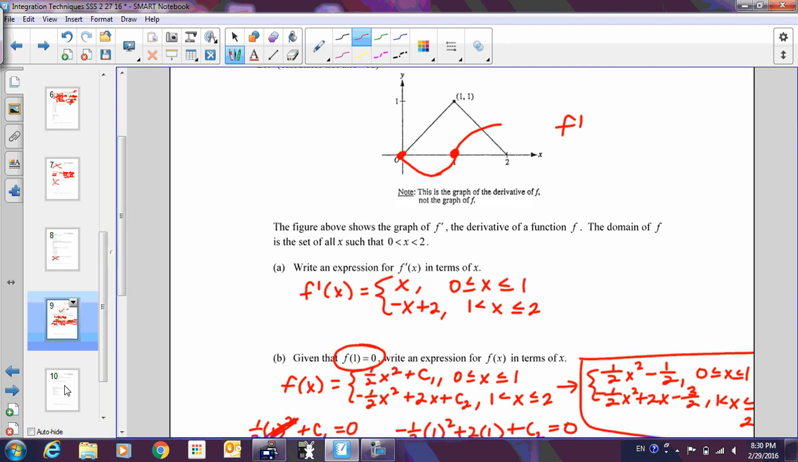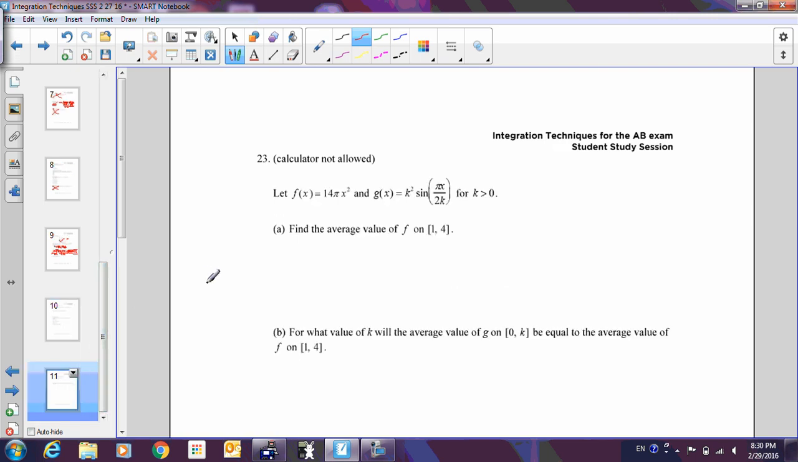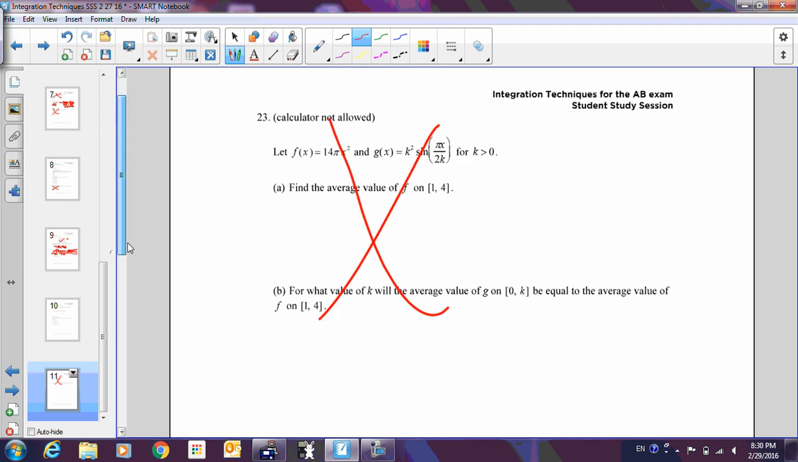Okay, and then you are going to do the last, you're going to do 21 and 22, and then you can skip 23.